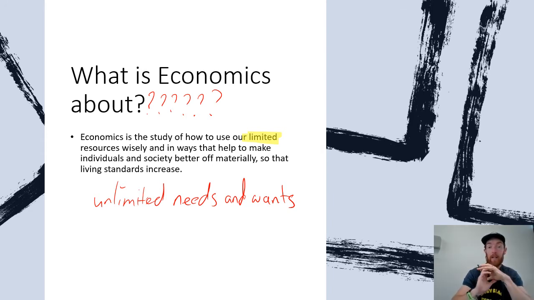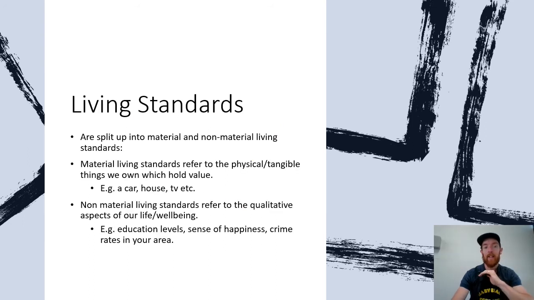So economics looks at how we allocate our resources to maximize the satisfaction of people's unlimited needs and wants. We're never going to meet all of them, but we're going to try and make the combination of production that's going to make everyone as well off as possible. And we're going into that in way more detail next lesson, but that's a little bit of a heads up of where that's going. Then we look at living standards.